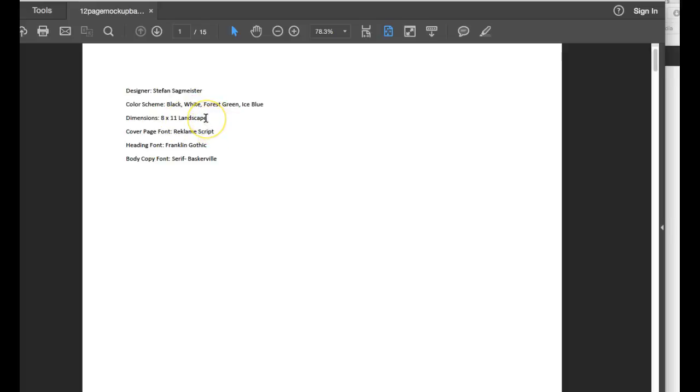Anyways, so landscape. When you mention 8 by 11, you don't have to say landscape, because in graphic design or any kind of design, the first measurement always means the width. So what you're saying here is that the width is 8 inches and the length is 11 inches. Width always comes first in design.